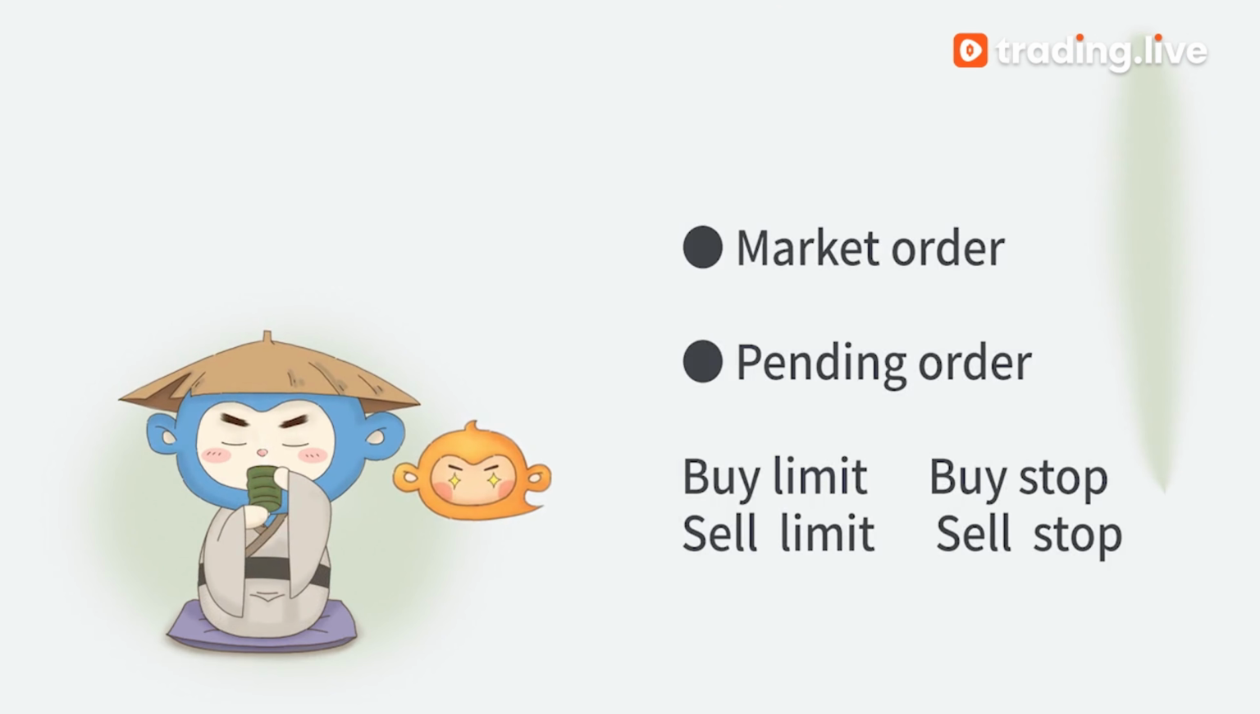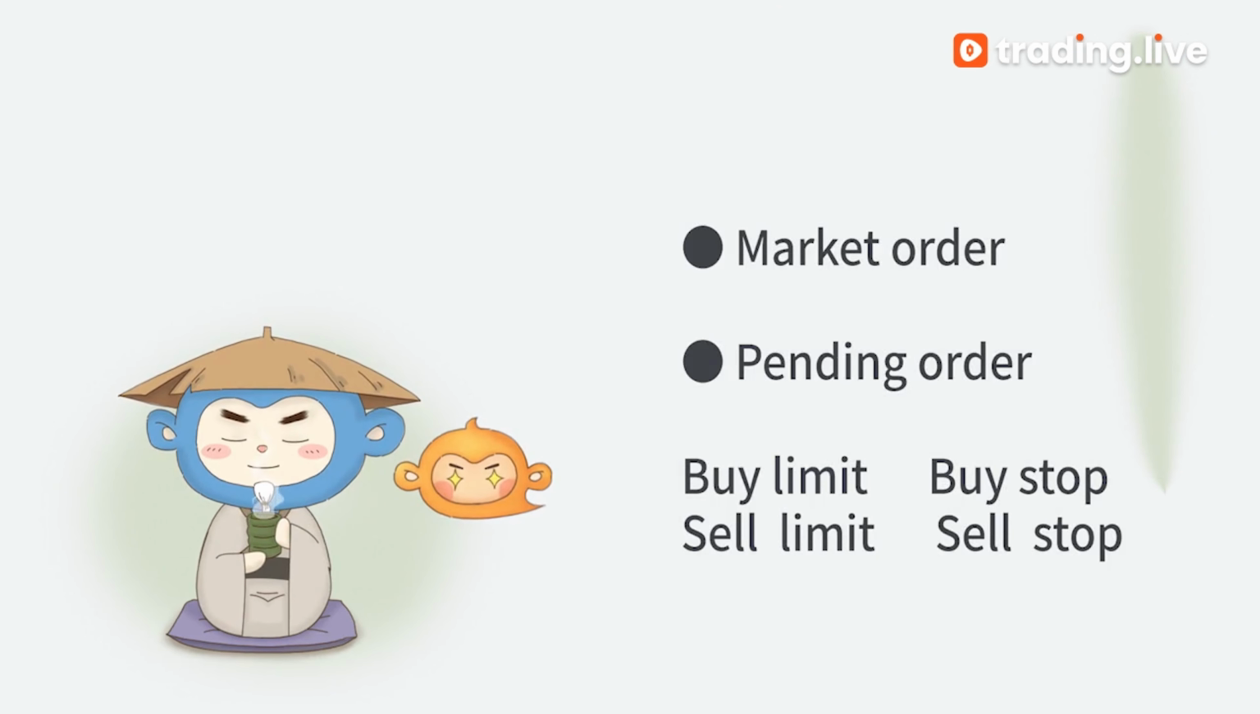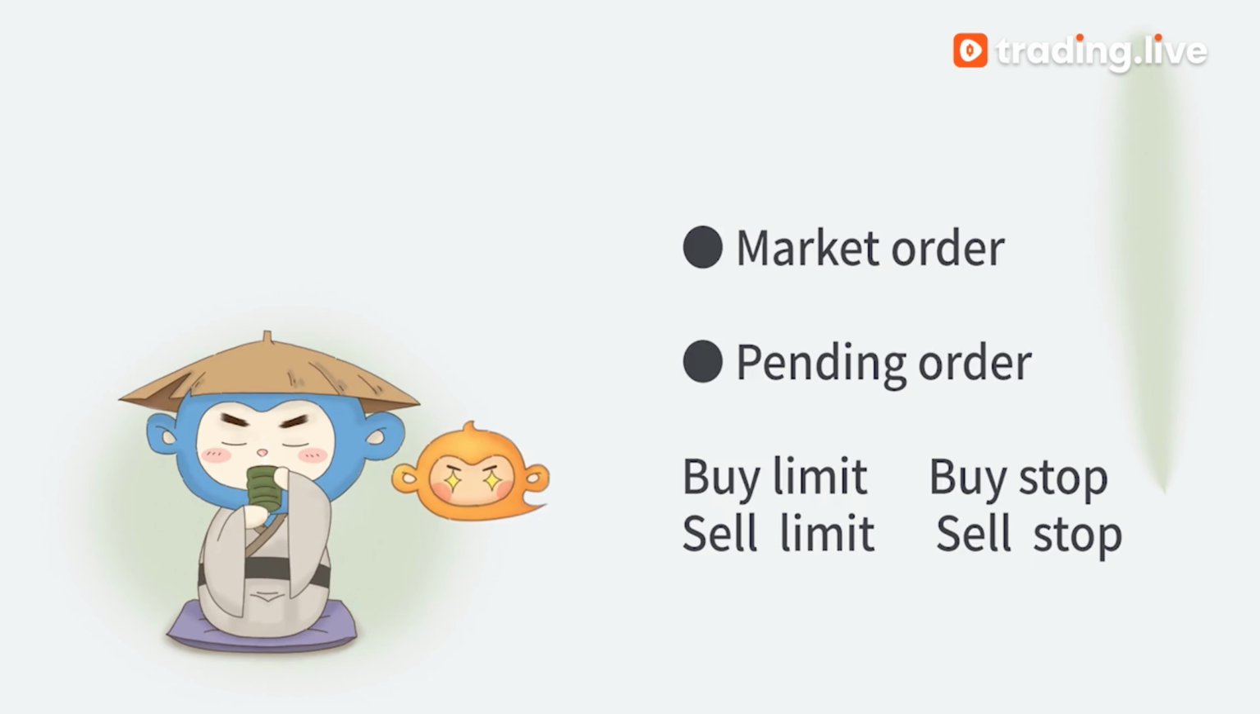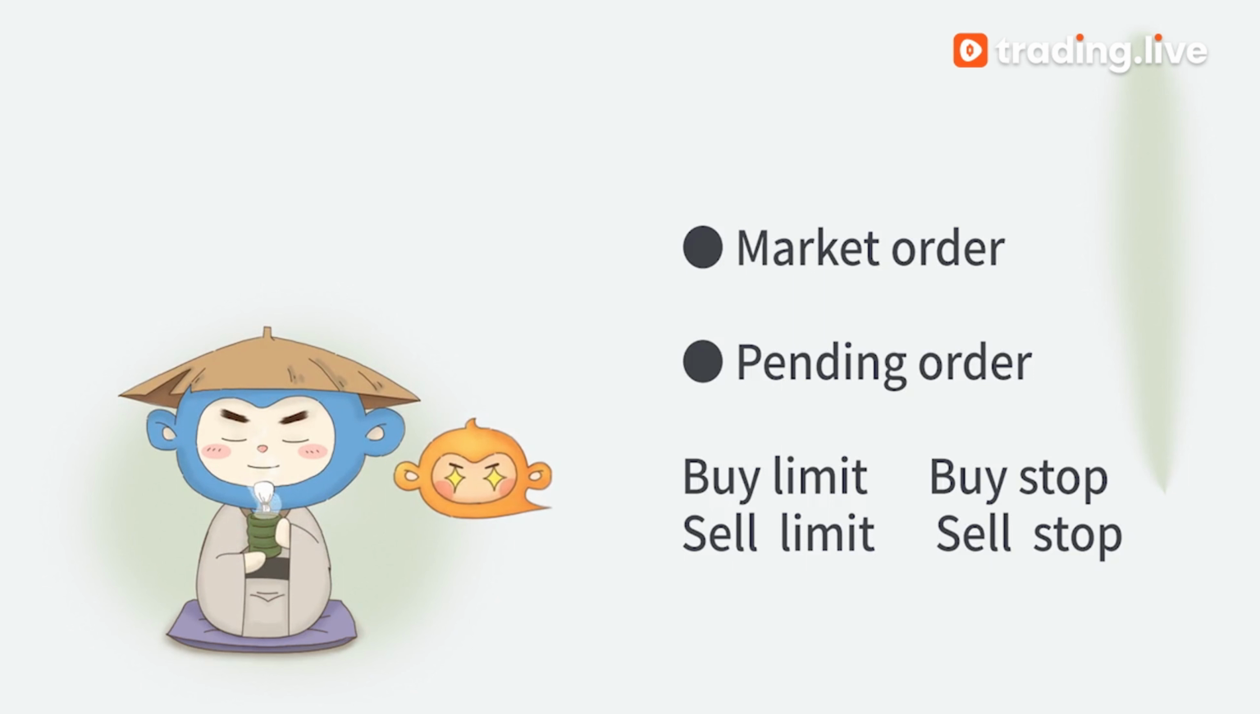Okay, let's summarize what we've learned today. We've learned several types of orders, including market orders and pending orders: buy limit, buy stop, sell limit, sell stop.